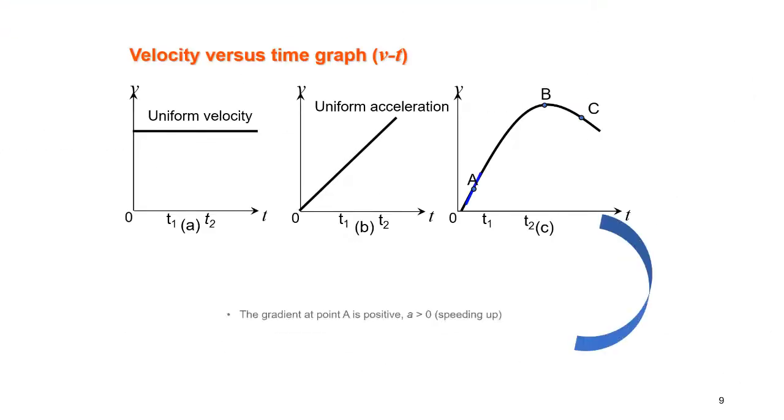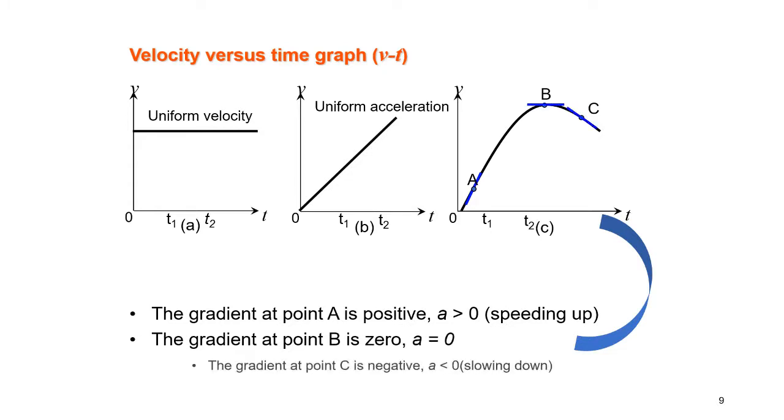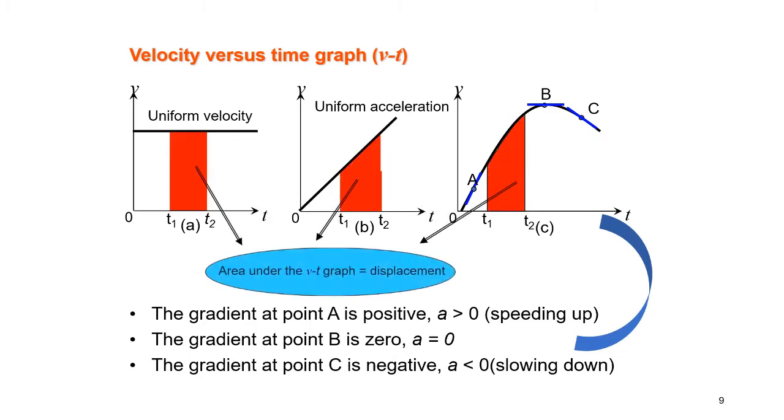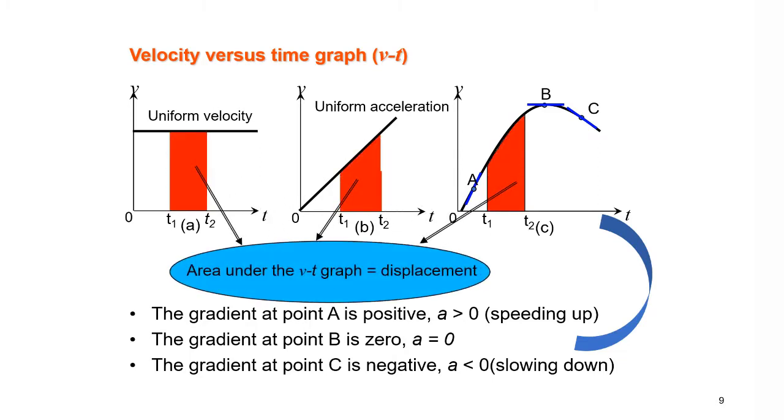Then the next graph shows the gradient of the line changes at a non-constant rate. At any particular time, the gradient gives the instantaneous acceleration of the object. Area under the velocity versus time graph equals displacement.